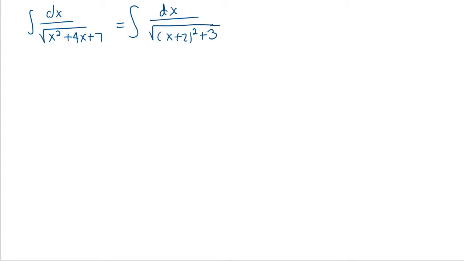Now we're ready to get on with the integral. dx over the square root of x squared plus 4x plus 7 is equivalent to the integral of dx over the square root of x plus 2 quantity squared plus 3. We're going to use the substitution for the tangent. So looking at what is squared, we'll have x plus 2 equals the square root of 3 tangent. However, we really want tangent theta, sorry about that.